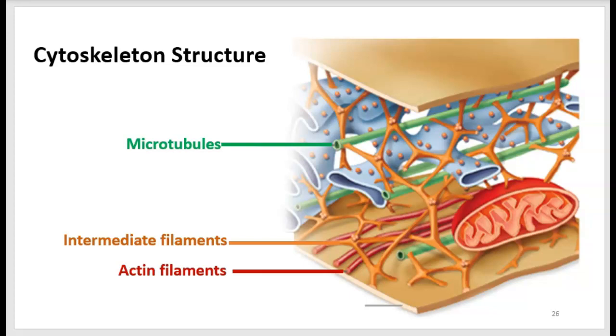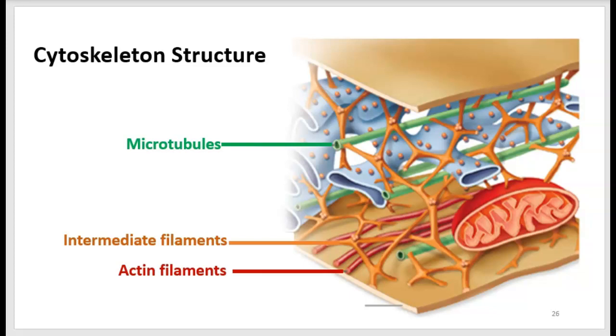cytoskeleton. One is the microtubules, the green ones. The second are intermediate filaments, which are orange. And then the third and final are actin filaments, which are red. Now, all of these are elongated structures made up of protein. Microtubules, as you know, are made up of tubulin. Intermediate filaments are often made up of the protein keratin. And actin filaments are made up of the protein actin.